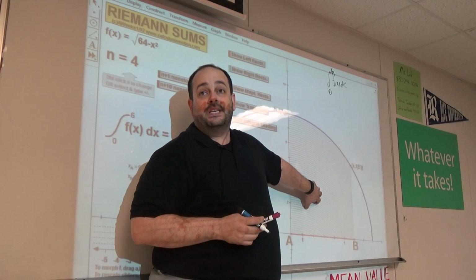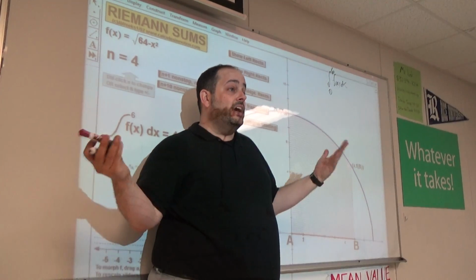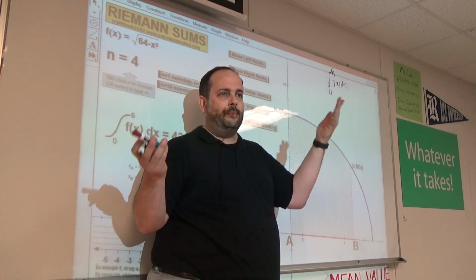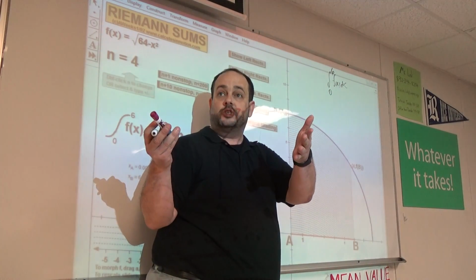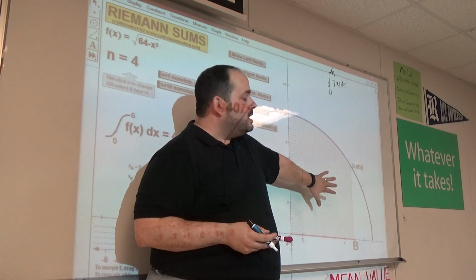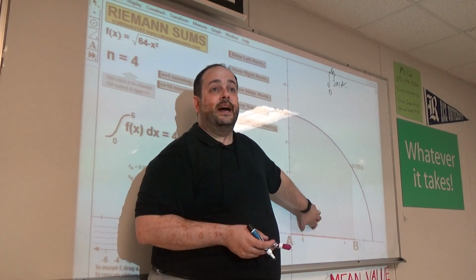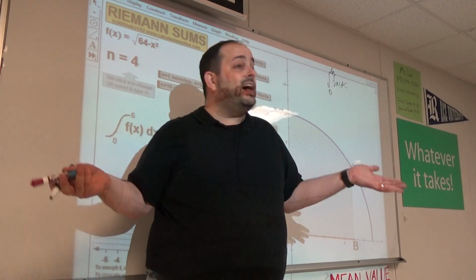So the gray area represents the shape. It represents the region that I want. I'm definitely trying to do this to get the Jennifers caught up. Okay? So I've got the region I want to find the area of, and this is going to be more of a challenge for us.